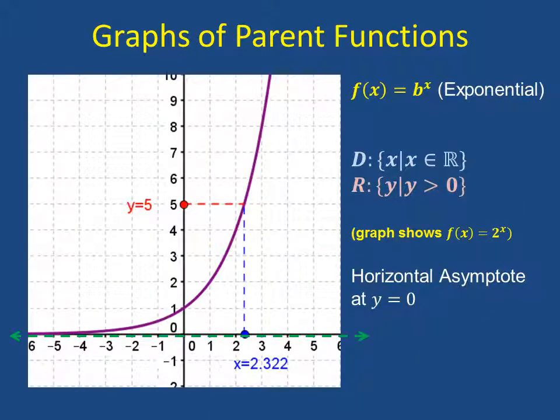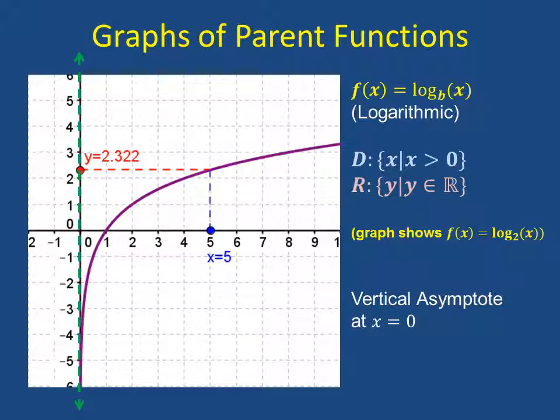The exponential function that you see here has a domain of all real numbers, and its range is all positive numbers. It too has a horizontal asymptote at y equals 0 along the x-axis. All values of the graph will be above that line.